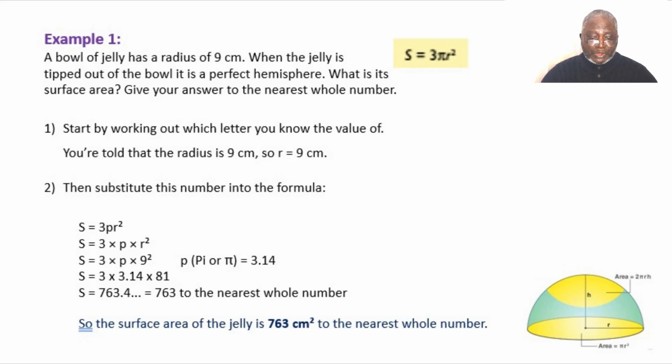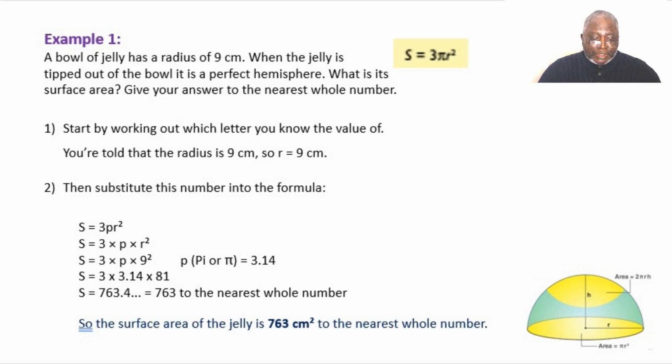Then substitute these numbers into the formula. S is equal to 3PR squared. P is standing for pi, as you see at the bottom. So S is equal to 3 times pi times radius squared. So S is equal to 3 times pi times 9 squared because the radius is 9. Another way of writing that down in the proper mathematical term is 3 pi, or that sign which is a Greek sign for pi, which is equal to 3.14.